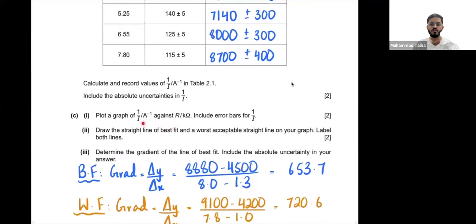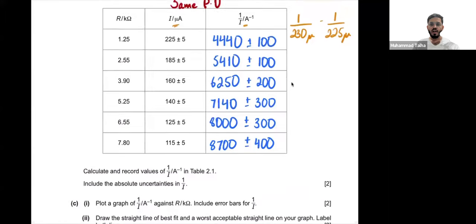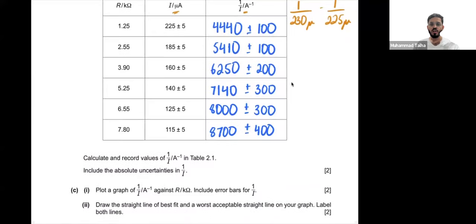Then you plot a graph of 1 over I on the Y, R in kilo ohms on the X. Again, the nice thing about A2, question number 2, is that the scales are already given for you, so you don't have to think about that. You just take all of these values and plot them here. And you also obviously have to make the error bars. That's what's special about question number 2.